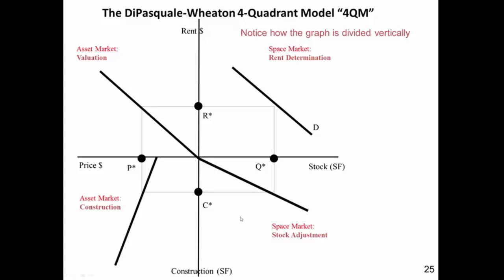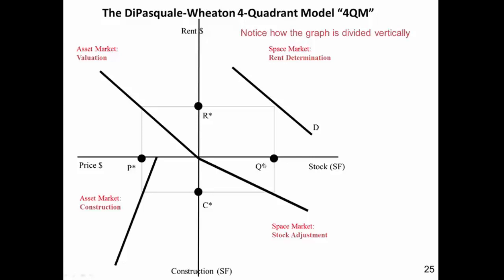Okay, so we start out. It's best to start off here and talk about the space market. In this quadrant, this is where rent's determined. Given a certain level of existing square footage of space, Q star. Everything that's star means that we're in short-term equilibrium, and it forms a perfect rectangle. So everything's nice and in balance.